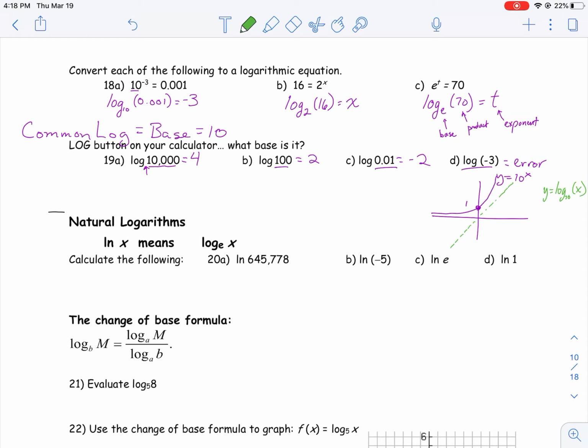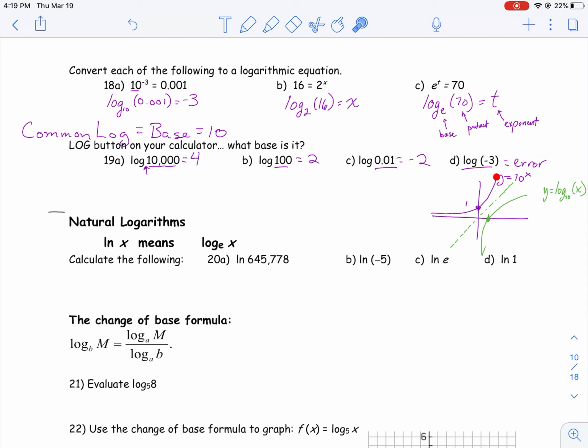Don't get too hung up. This x and y here is different than this x and y here. But the reciprocal function is going to have an x-intercept of 1, and it's going to be reflected across this graph. All right. Notice two things. One, this is saying, what's the exponent? Log base 10 of -3. It wants to know what's the exponent so that I can get -3.